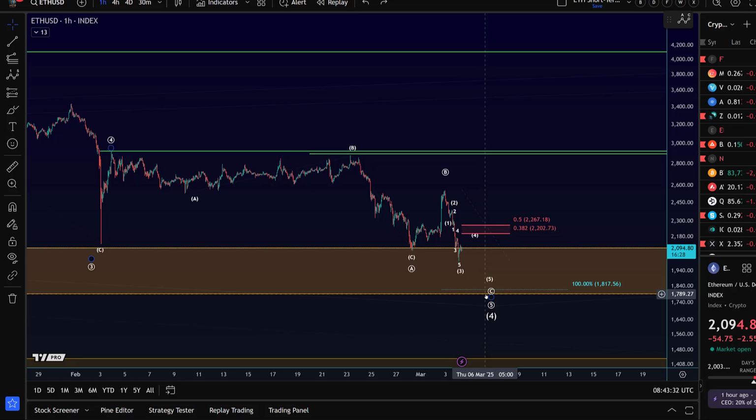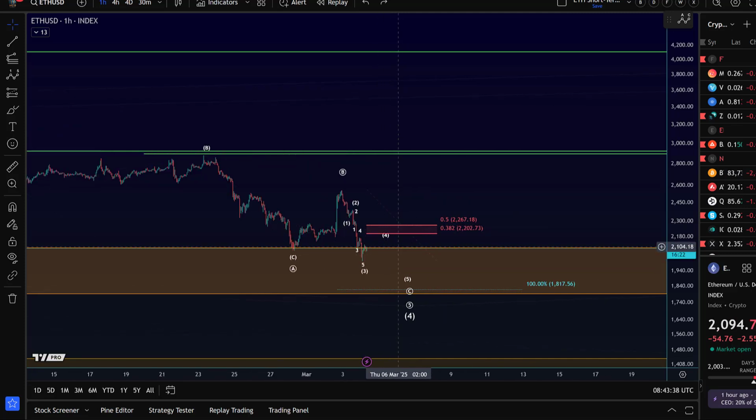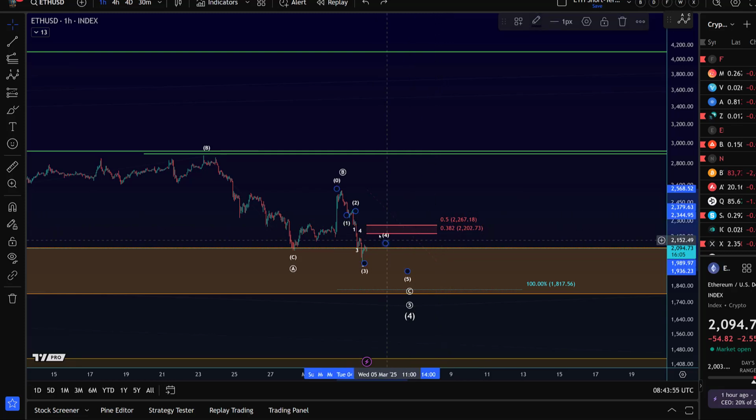If we get there, which would be the assumption, especially as long as the price is respecting resistance. So the nearest resistance area is now located between $2,200 and $2,267. This is the resistance for an internal fourth wave bounce, you could say.